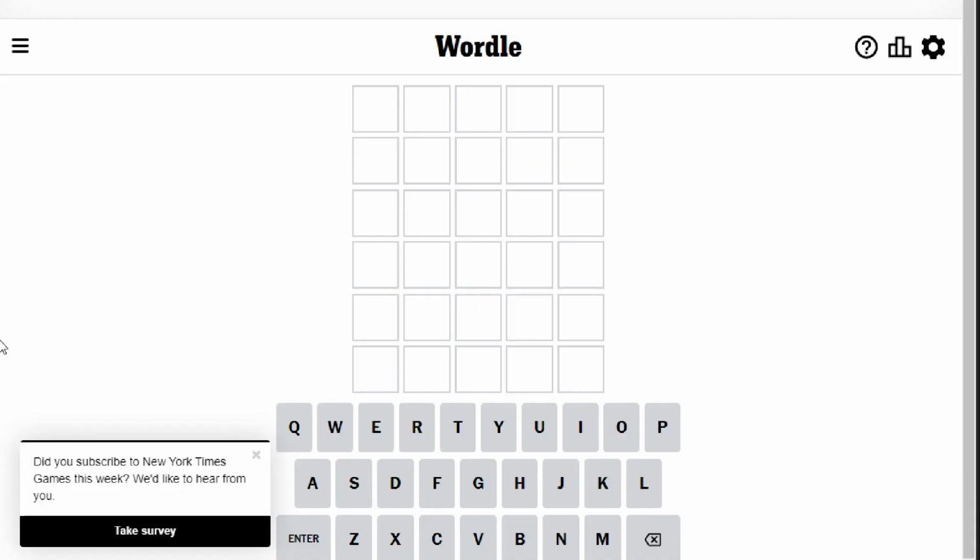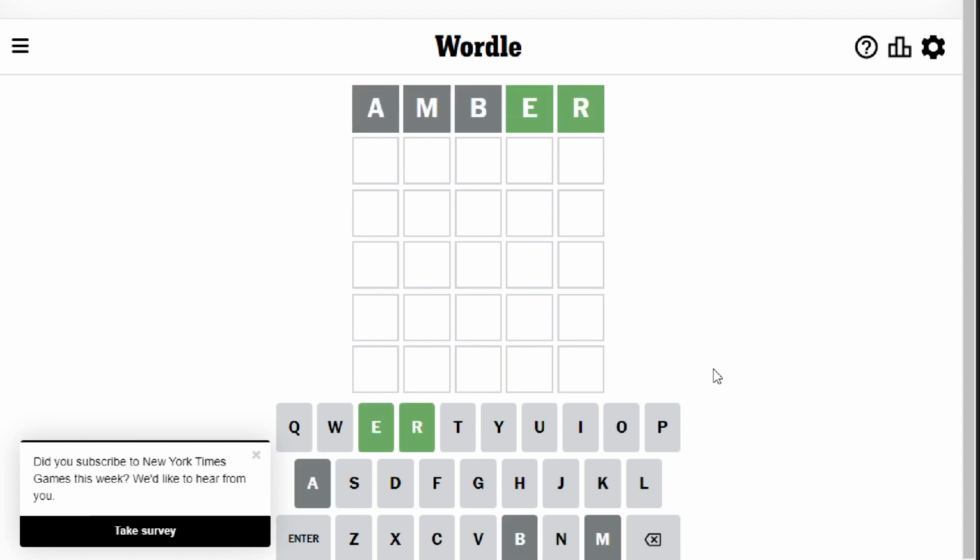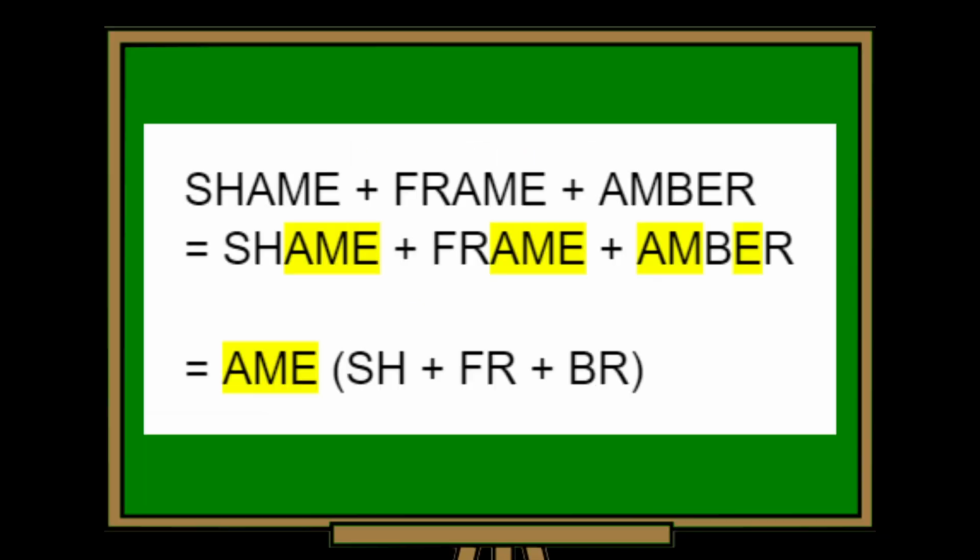The first of my 5 examples is Wordle, a word game where you have to guess a word of the day in 6 or fewer attempts. The reason why I use Wordle is because a lot of the words that you guess have letters in common. For instance, consider the words shame, frame, and amber.